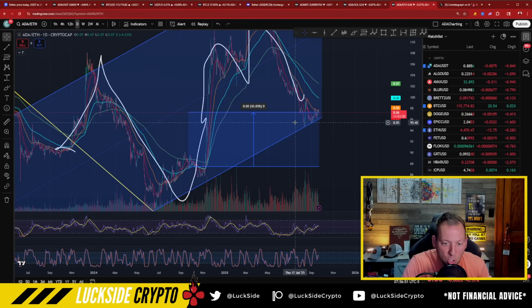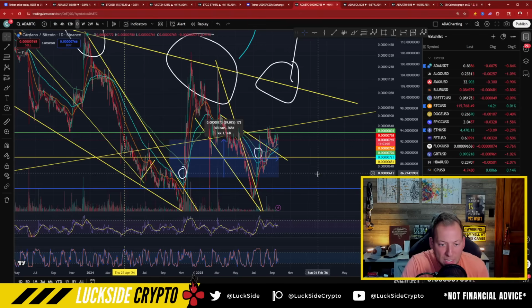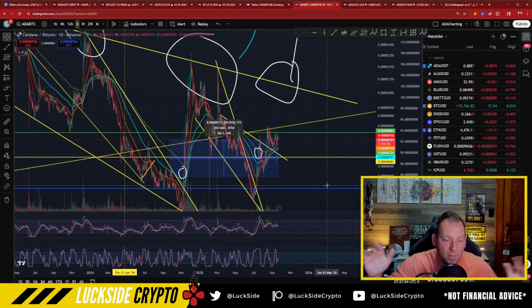In the ADA ETH chart, we're actually up 43% versus Ethereum over the last 365 days. Versus BTC, we're up 29% during that time. So yeah, ADA has been outperforming over the last 365 days. We can squash it. We can put it to rest. If you disagree with me, math doesn't care about your feelings.